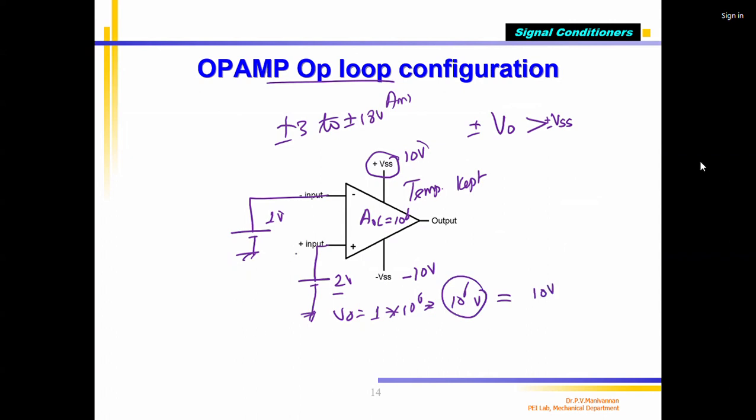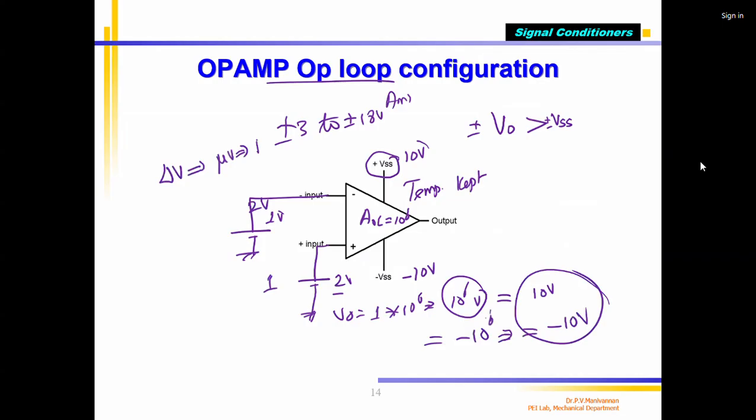Correct? If this is 2 volts and this is 1 volt, you are supposed to get minus 10 power 6 volts. Instead of that, the op-amp will give minus 10 volts only. We call this saturation. Correct? So even if the differential voltage delta V is in the order of microvolts, the output will be in the order of volts.